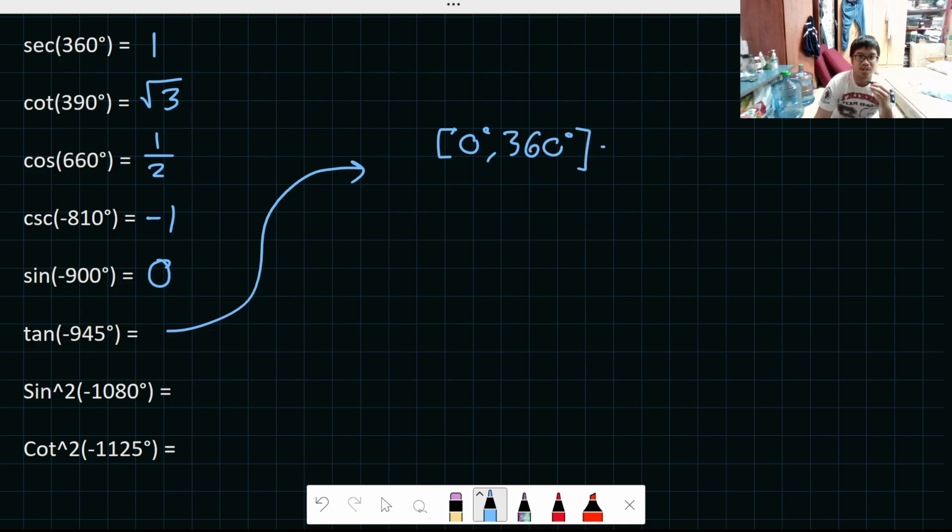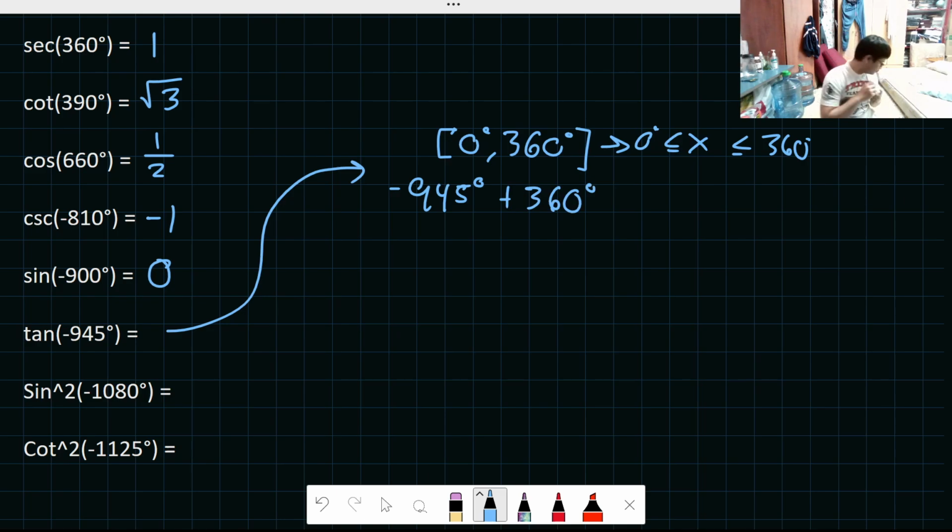Okay? Remember that this is just basically the same as x is greater than or equal to 0 degrees but less than or equal to 360 degrees. Or whatever variable you're going to use here, x or theta, it's just the same. Like the implication is the same. Anyway, so we have negative 945 degrees. Since it's less than 0 degrees, we must find an angle that is within this interval by adding 360 degrees, right? So let me just get my calculator for a second.